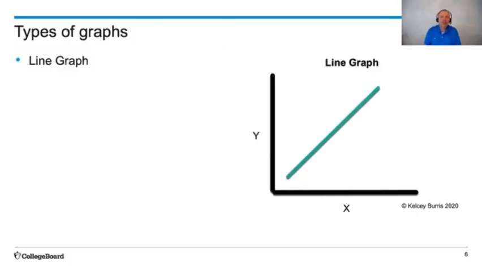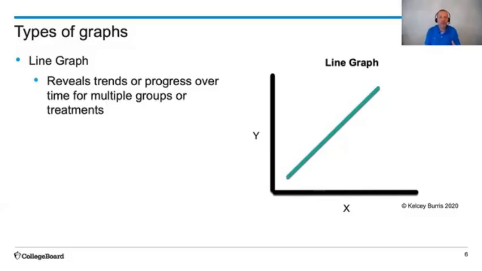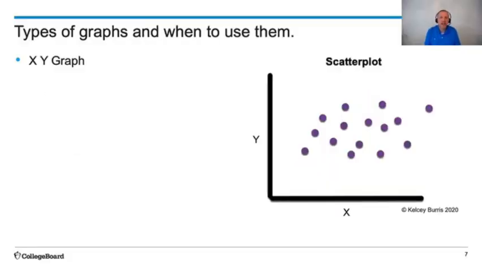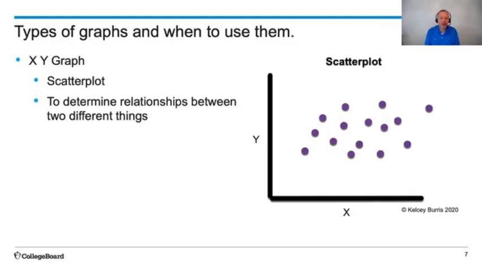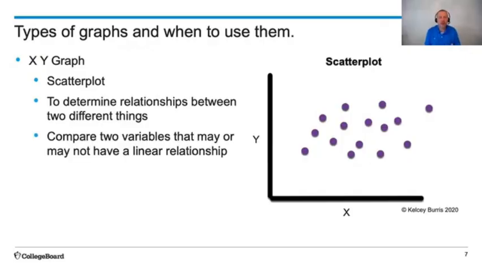So for the types of graphs, first you have a line graph, which reveals trends or progress over time for multiple groups or treatments. It also tracks changes over time, concentrations, etc. The next graph is an XY graph, also known as a scatter plot. It is used to determine relationships between two different things. You can also compare two variables that may or may not have a linear relationship.